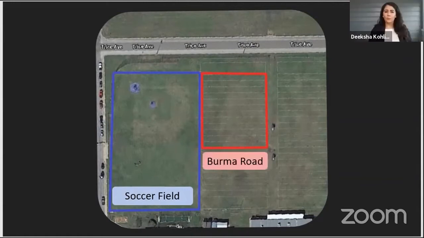What's the Burma Road drill? It's an exercise that Coach Taylor had us do. So in that red square, you would dribble the ball for 30 yards, and then you'd have to sprint as hard as you could for 30 yards, and then bear crawl on your hands and your knees all the way back to the starting point.